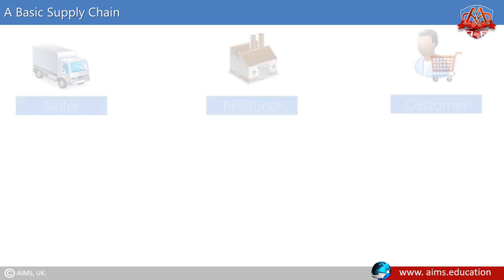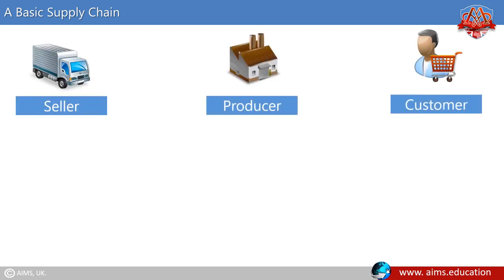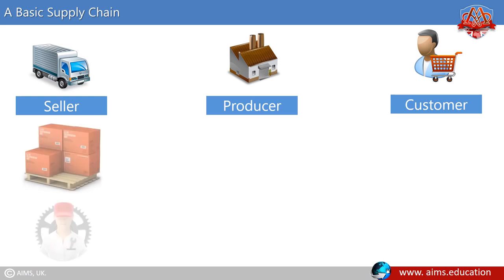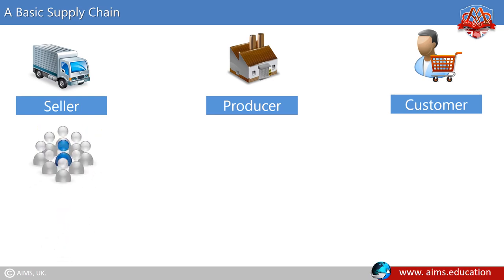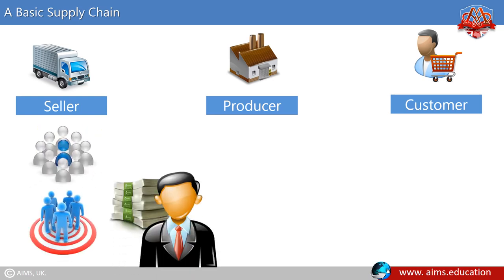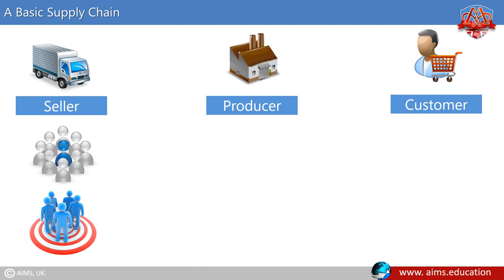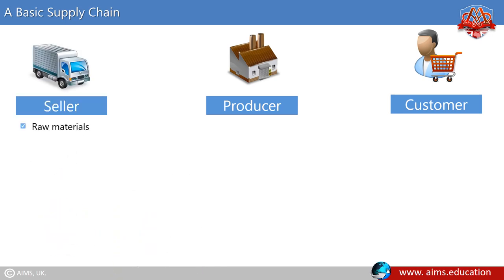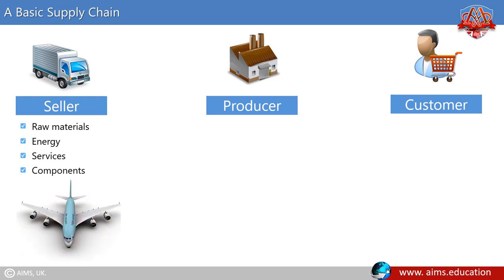A basic supply chain in this figure is made up of these entities. Seller is a supplier who provides goods and services, or a person or organization with whom the buyer does business. Their generic term in marketplace is seller. Supplier provides materials, energy, services, or components for a product or service, such as plastic, fabric, electric wiring, or aircraft.